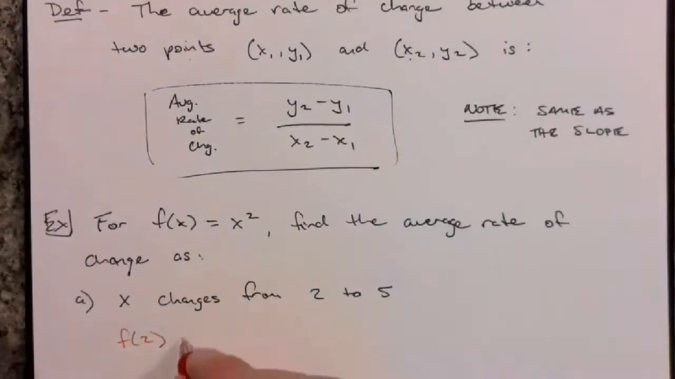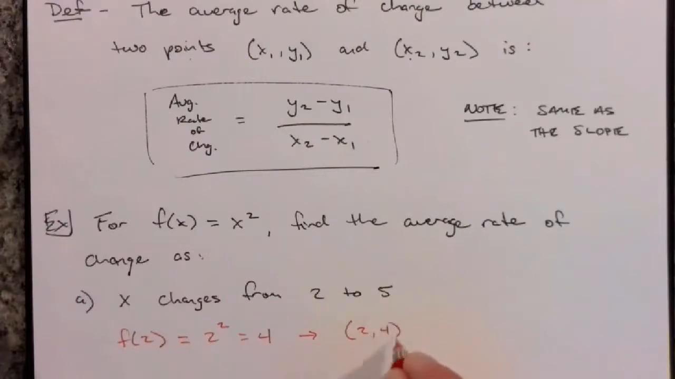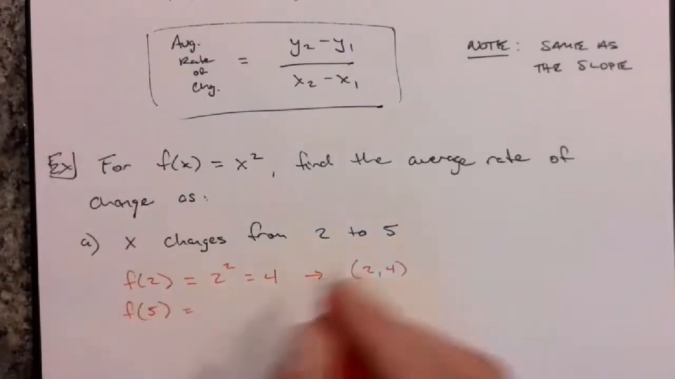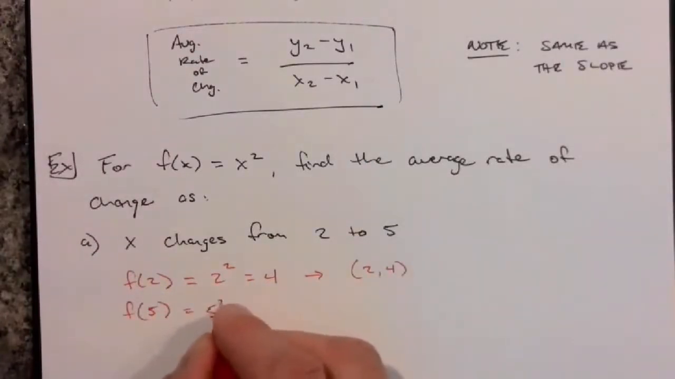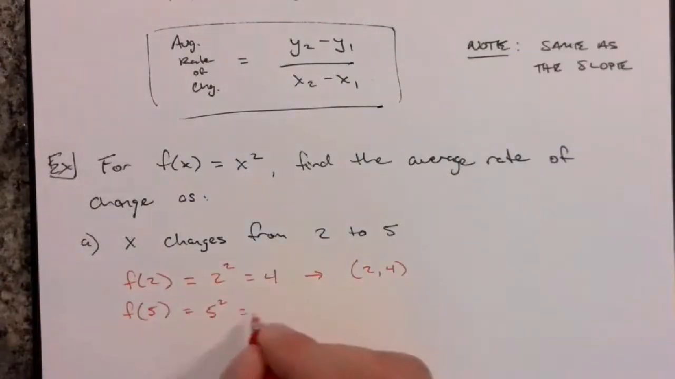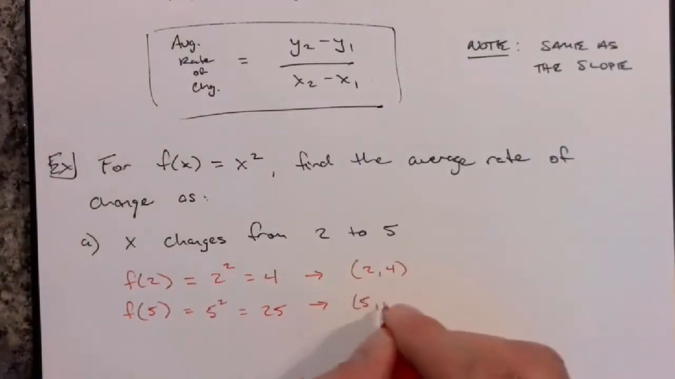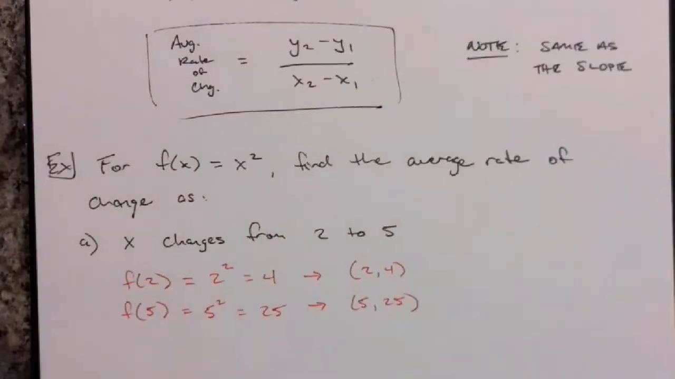So for f of 2, we're looking at 2 squared, just subbing in for x, so that equals 4. So that tells me that the point 2 comma 4, x comma y, is a point that I'm using. And the other point we're looking for, f of 5. We know x value is 5, the y value would be whatever 5 squared is, substituting into the function. 5 squared is 25, so the point that comes from this would be 5 comma 25.